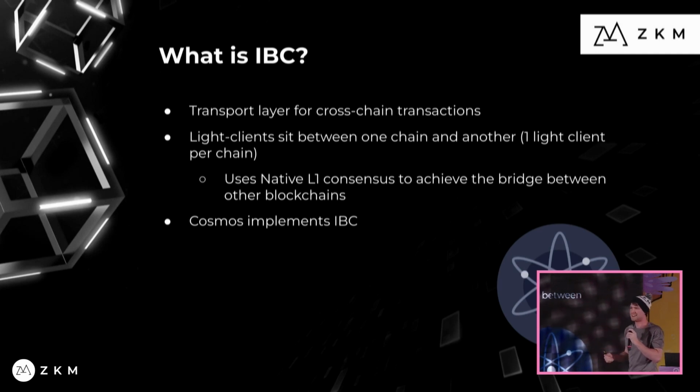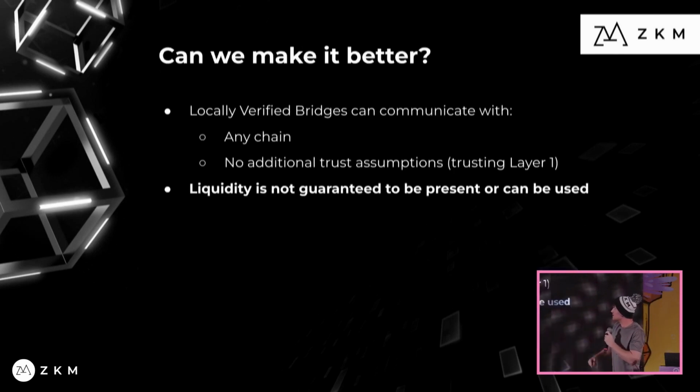Cosmos is a sort of layer 0 network that connects the different blockchains together, kind of like Polkadot as well. So can we make it better? Locally verified bridges can connect with, let's say, any different chains that exist. We don't really need any additional trust assumptions since we're basing this verification off of the layer 1. Because I'm basing my security off of the L1, I don't have to depend on any other external network or external set of validators in order to make sure that this transaction occurs. I don't have to trust anyone, essentially.